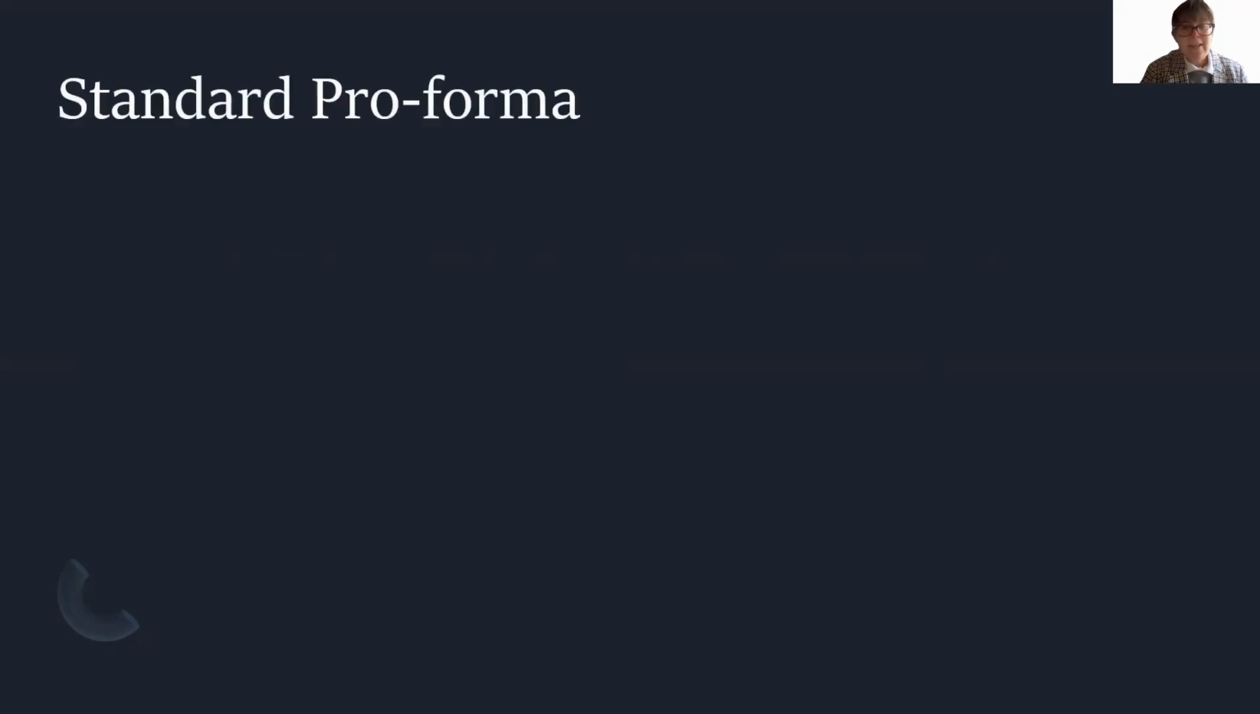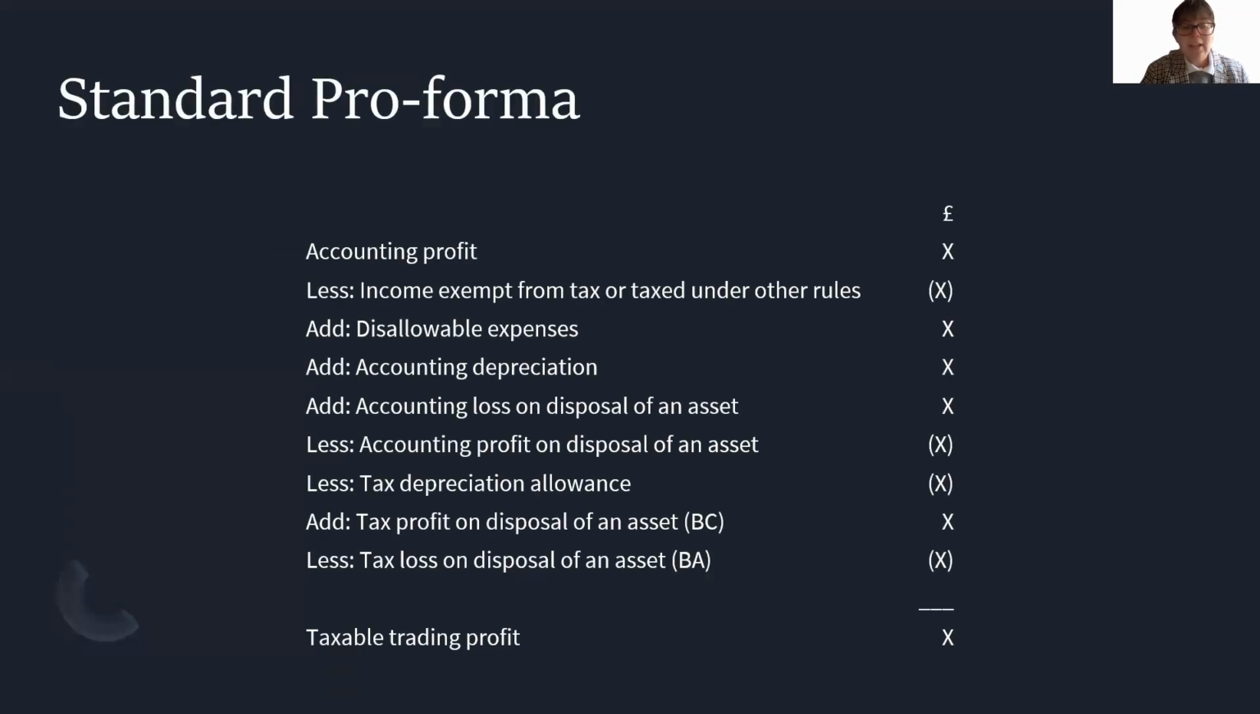So the standard pro forma for this then is essentially very similar to the previous pro forma that you saw. So we take our accounting profit figure, we deduct any income exempt from tax or taxed under any other rules, whilst adding back our disallowable expenses, our accounting depreciation, and now also our accounting loss on disposal of an asset.